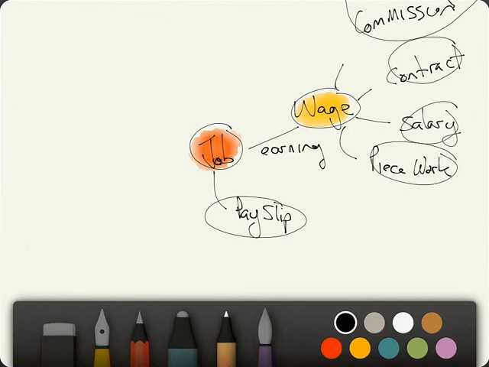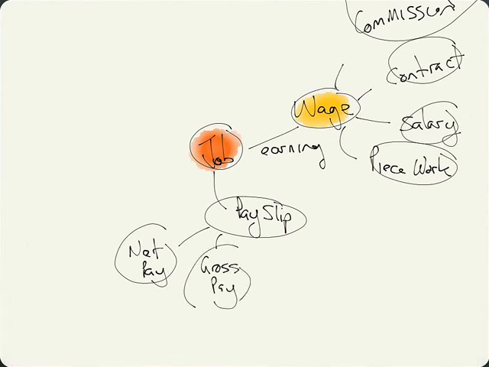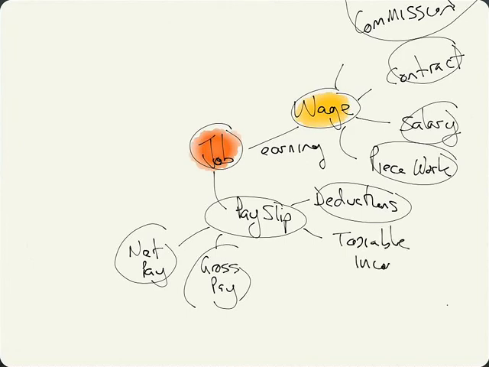You're going to get things like your net pay. This is going to be your gross pay. You might have benefit and deductions. You have taxable income. Nobody ever likes taxable income, but unfortunately we always have to pay it.